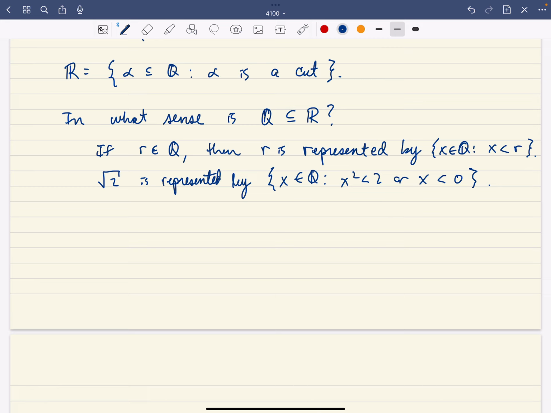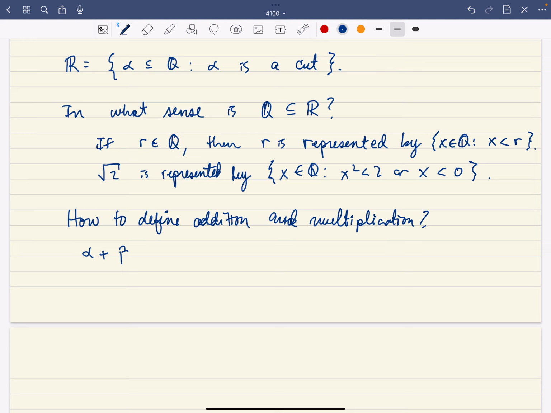And so what I want to do is I want to talk about, given this kind of weird construction of the reals, how do we define addition and multiplication? Addition is easier. So if I want to talk about the addition of two cuts, say alpha and beta, this would just be what's called the Minkowski sum. This is the set of pairwise sums x plus y, where x is in alpha and y is in beta.